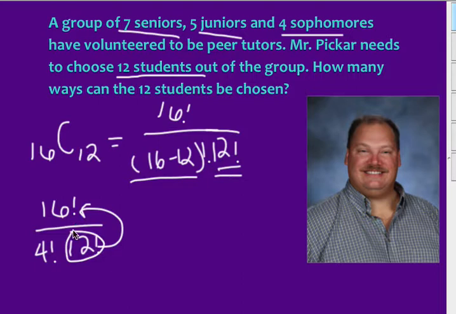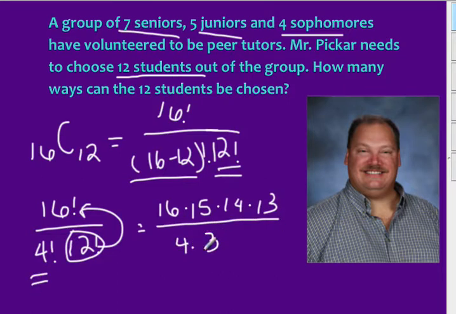That's my larger x, my larger factorial. So I can take everything from 12 on down out of that 16 factorial. So on top, I have 16 times 15 times 14 times 13. Then on the bottom, I also have 4 factorial, which is 4 times 3 times 2 times 1.